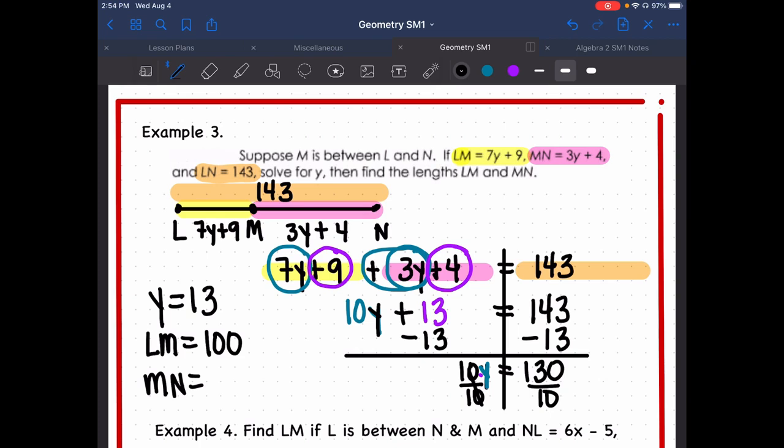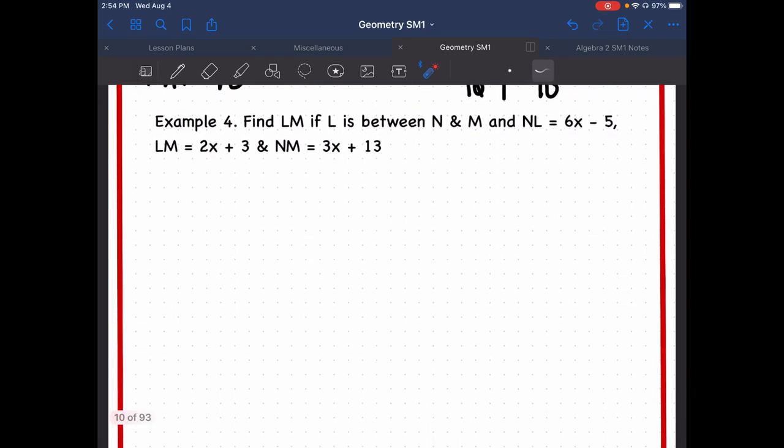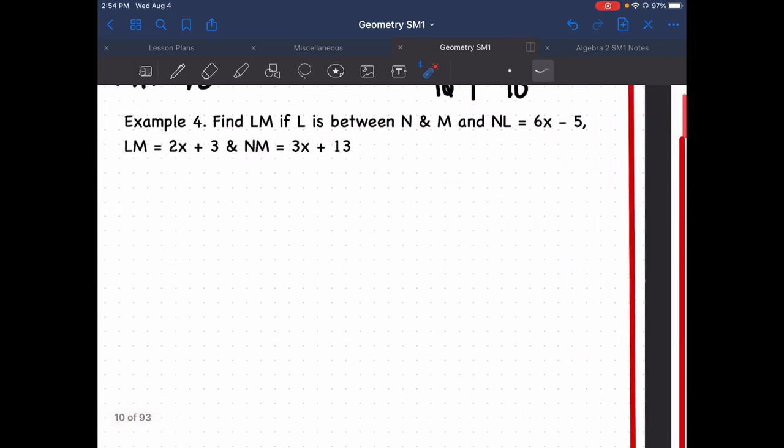which is 43. To know that you are correct, this plus this better equal that, right? Because the yellow plus the pink equals the orange. 100 plus 43, yep, 143, we're correct. All right, let's take a look at example 4, and I do believe this is probably your last one. Yes, it is.